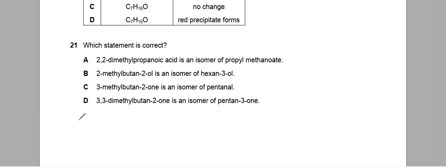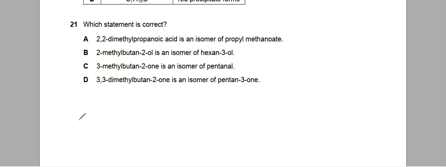Okay, 21. Which one is correct? We want to check whether each of them are isomers or not.